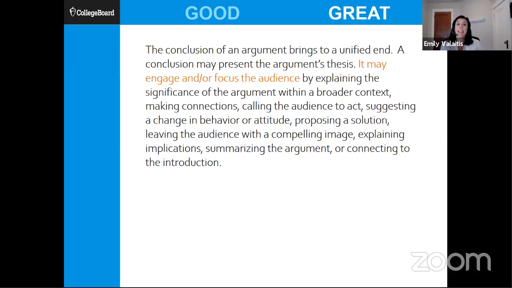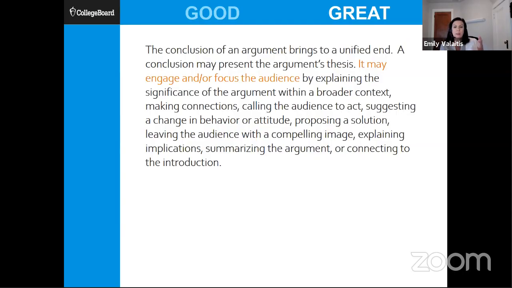You will want to engage or focus your audience. You're going beyond just the restatement or a summarizing of the essay. And if a good conclusion is about 1 to 2 sentences, a great conclusion is more like a 3 to 5 sentence paragraph.